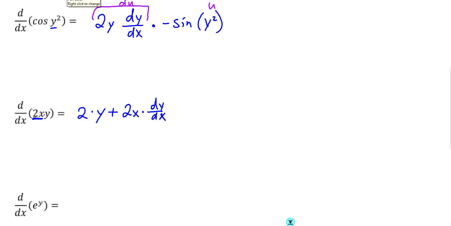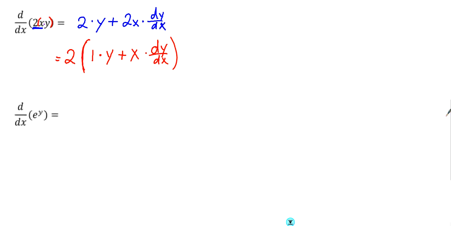Now, if you grouped it this way, you would get 2, and then inside you get the derivative of x, which is 1, times y, plus x times the derivative of y, which is dy over dx. So either way, you get the same thing. This way, if you group the x and just x and y, you've got to distribute the 2 in to get to where you are on the top. But that's the derivative. Okay?